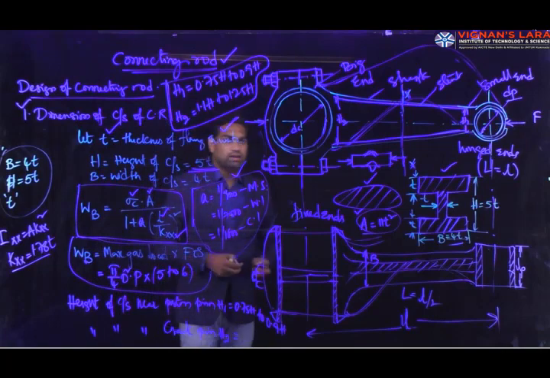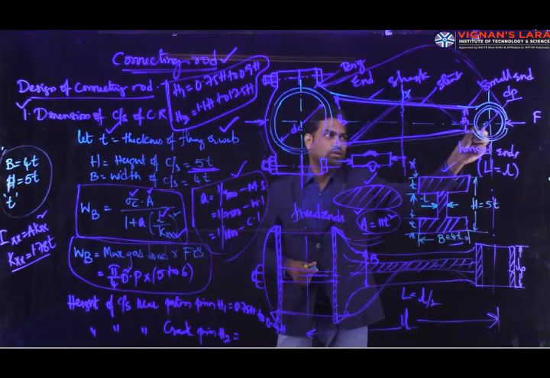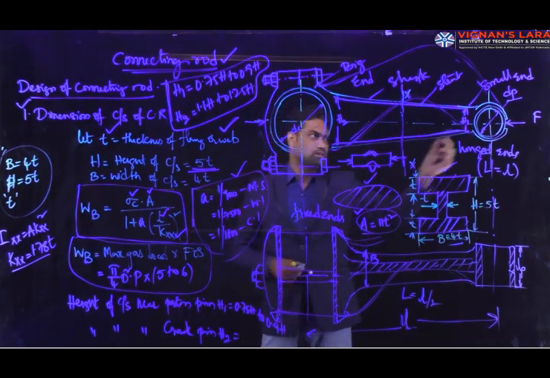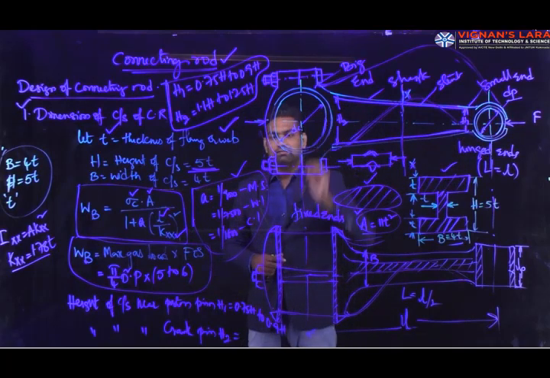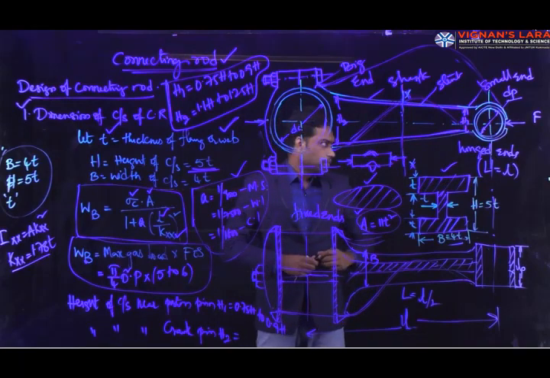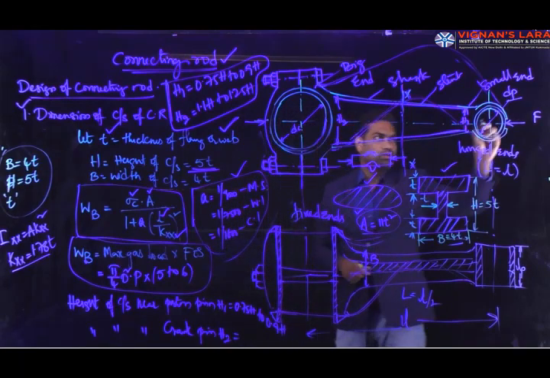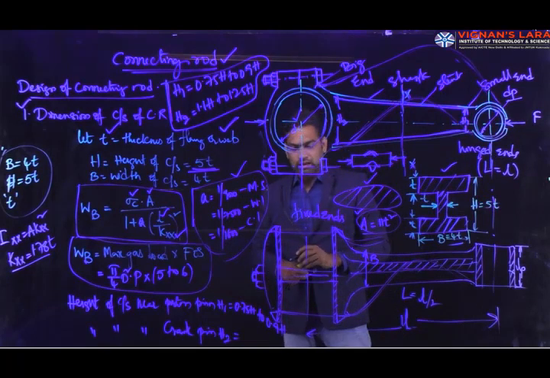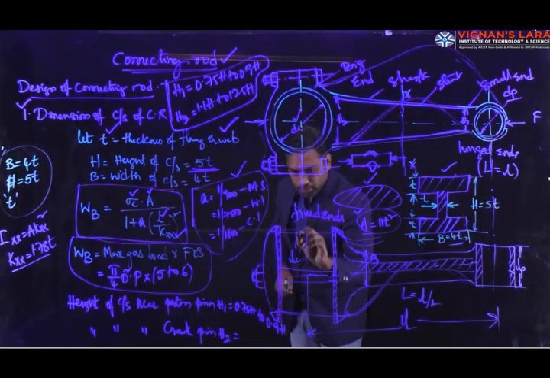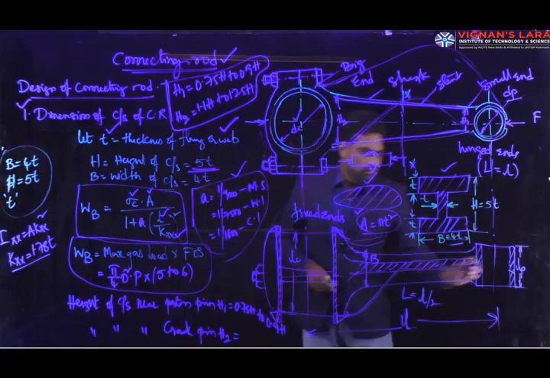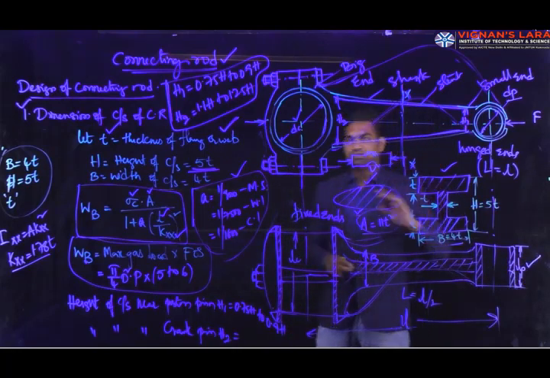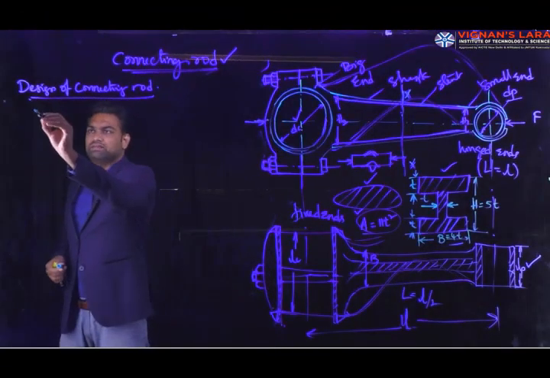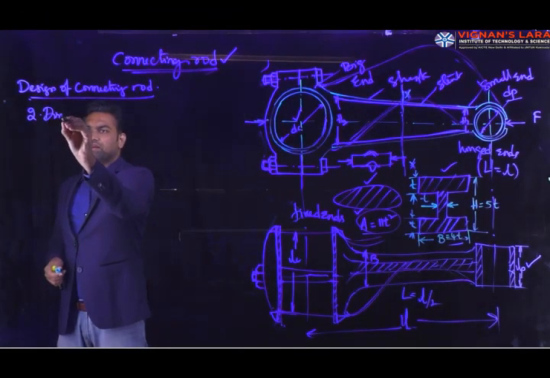So after that I can calculate the dimensions of the small end as well as the big end pins, that is the piston pin dimension and dimensions of crank pin. Clear? So here the diameter of the piston pin is denoted by dp, and diameter of crank pin is denoted by dc, and the length of the crank pin is denoted by lc, and length of the piston pin is denoted by lb. So these are the dimensions we need to calculate in the next step, that is the dimensions of crank pin. And next step in design, that is the second step.